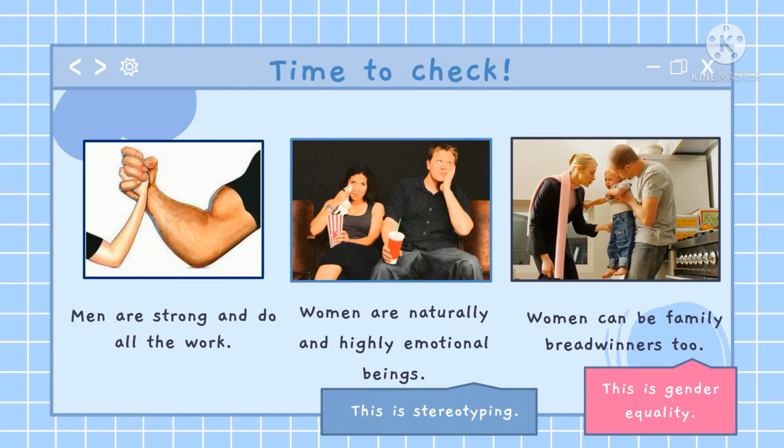Next image, women can be family breadwinners too. When we say breadwinners, it means they are the ones who mainly support financially the family. And this shows gender equality and not stereotyping, because we had this kind of belief before that the husbands are the head of the family and should support financially the family. However, throughout the years, people learn to accept that women can work and provide financial support to their family. This shows also gender equality because we don't set rules for their gender roles.